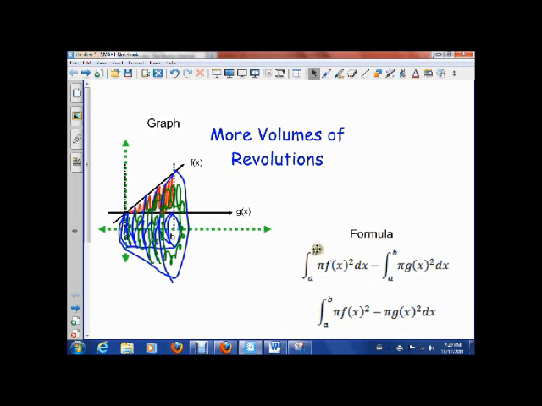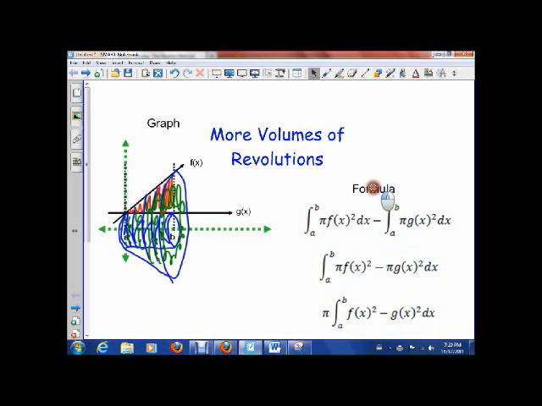Now, since they're both going from a to b, we can combine the integral into this, and we can factor out pi. So this is going to be the formula that we use to get the volume bounded by the area between two curves. Okay, so you've got to square each one separately. All right, so let's go to an example.